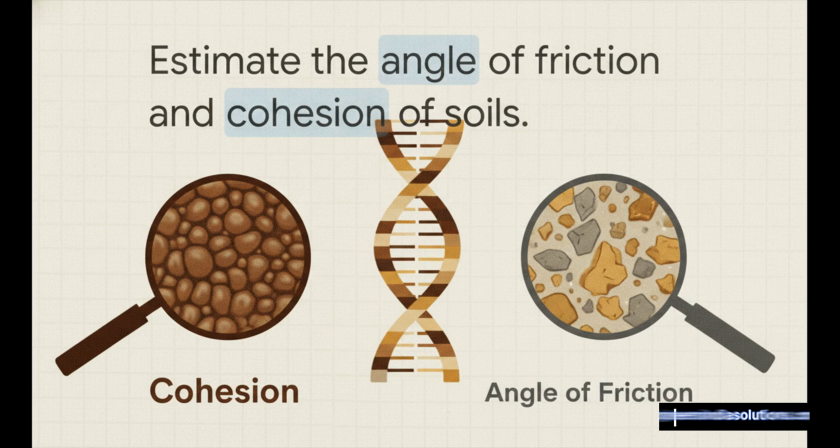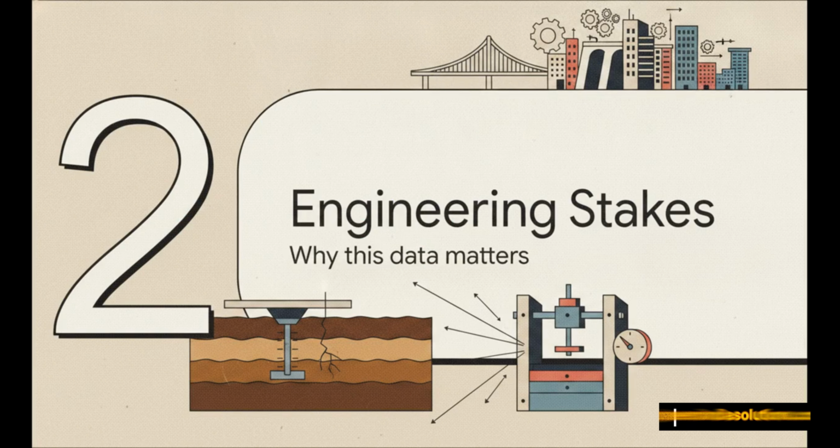Cohesion is all about how well the soil particles naturally stick together. Think of clay, right? It's highly cohesive. The angle of friction, on the other hand, is about the physical interlocking of the particles. Think of gravel or sand. Together, these two numbers dictate exactly how a specific batch of dirt is going to behave under the immense stress of a construction project. Moving on to part 2, real-world engineering stakes.